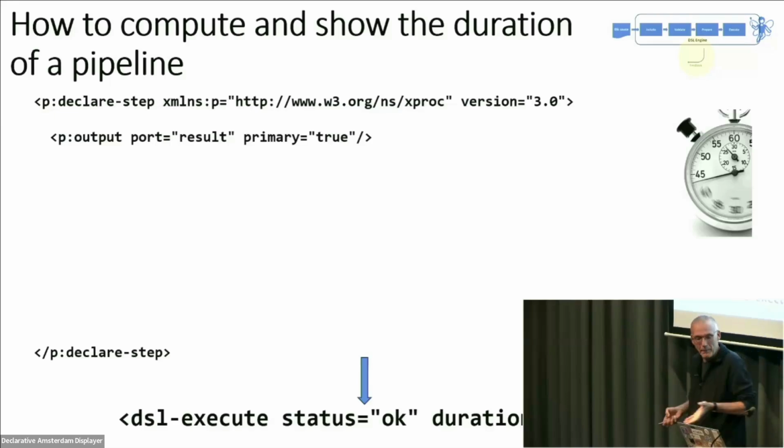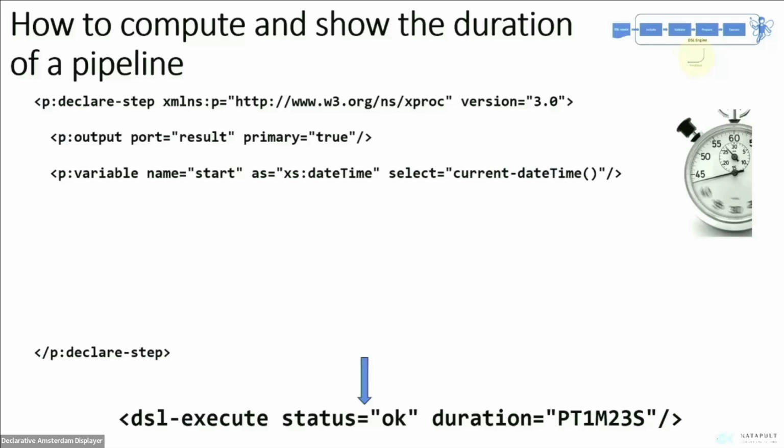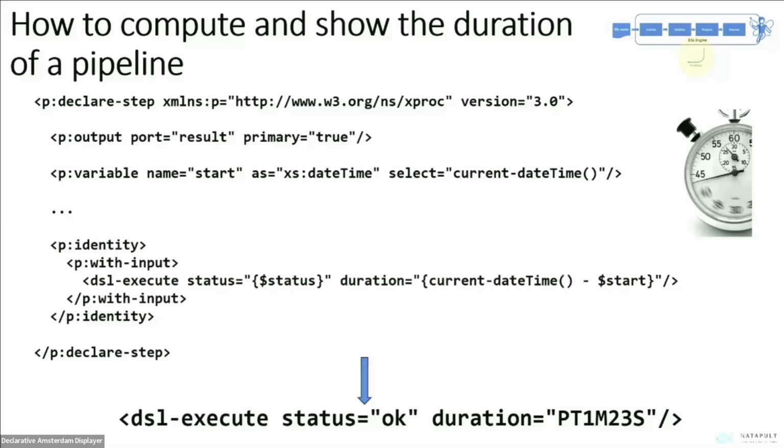So here we have an empty pipeline, and we have an output port defined, which you need to do because you want to output something. Because we want the time, we start by recording when it started. Then we do whatever we want to do. And finally, and here's where, for instance, the p:identity becomes useful.